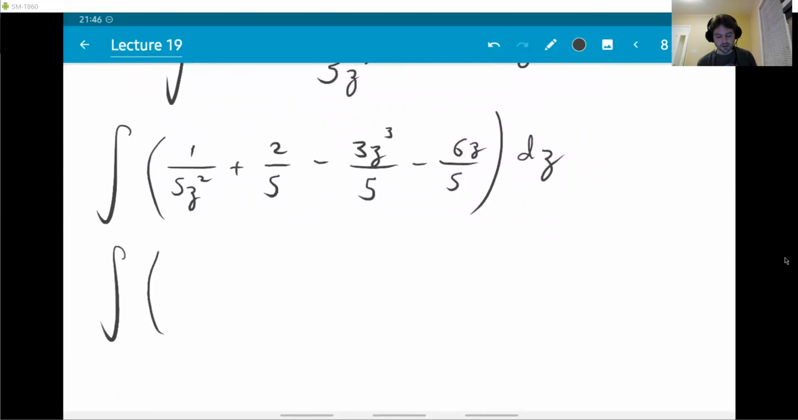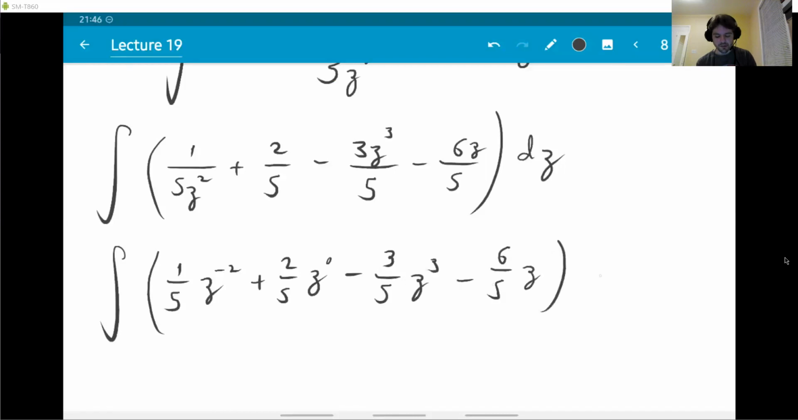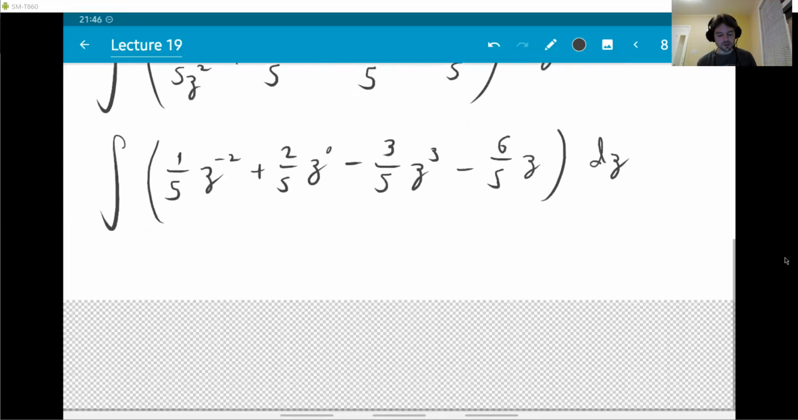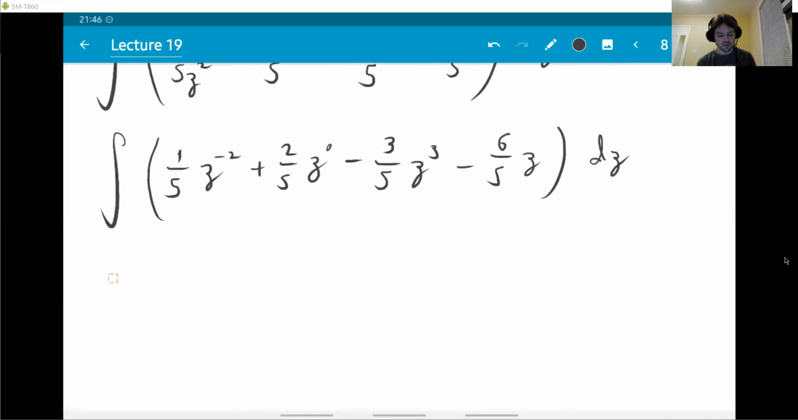I guess I'm going to rewrite the first one so we really understand what's going on. The first one is z to the minus 2 with the constant 1 over 5 in front. The second one has a constant of 2 over 5, and the function can be thought of as z to the 0. The third one has a constant of minus 3 over 5. The function is z cubed. And finally, 6 over 5 with a z. Now we are taking the integral. We're going to do each one by the power rule.